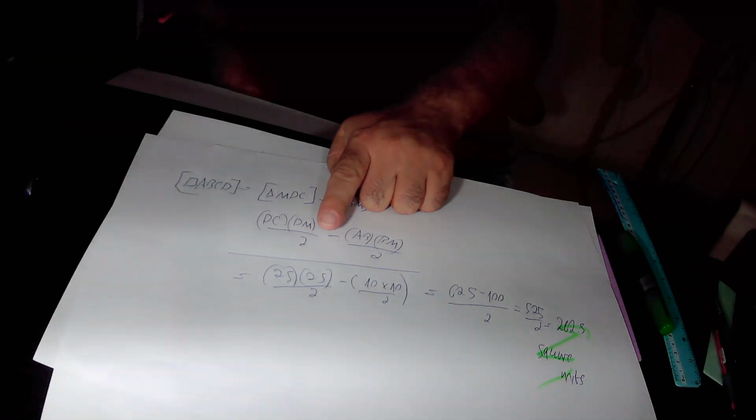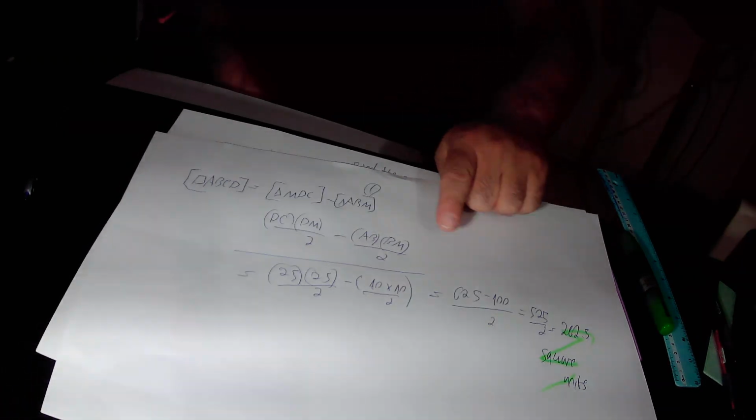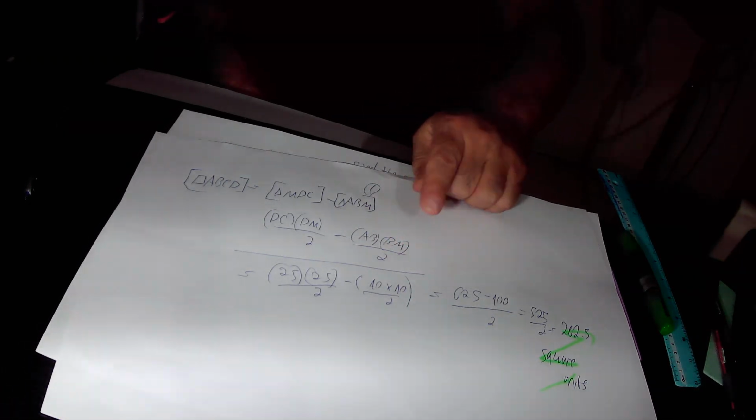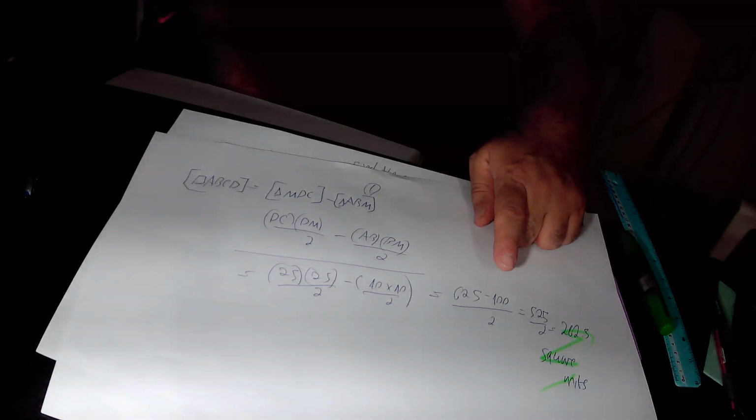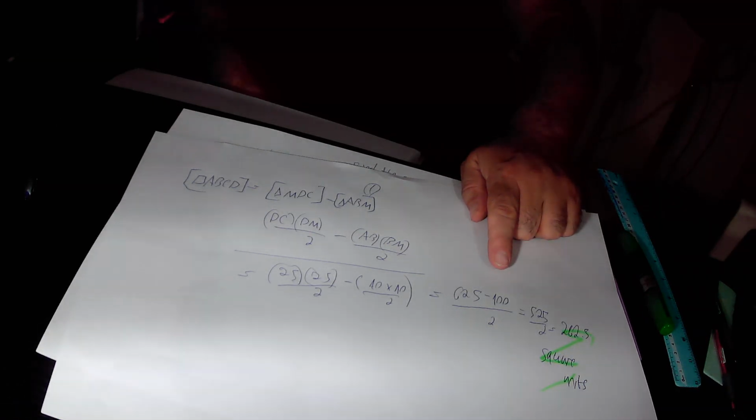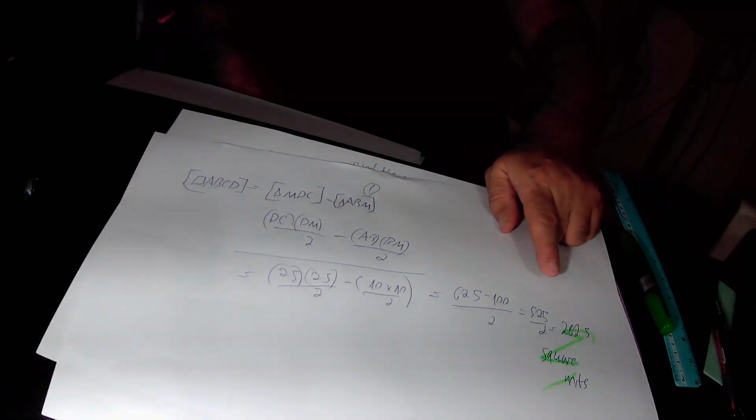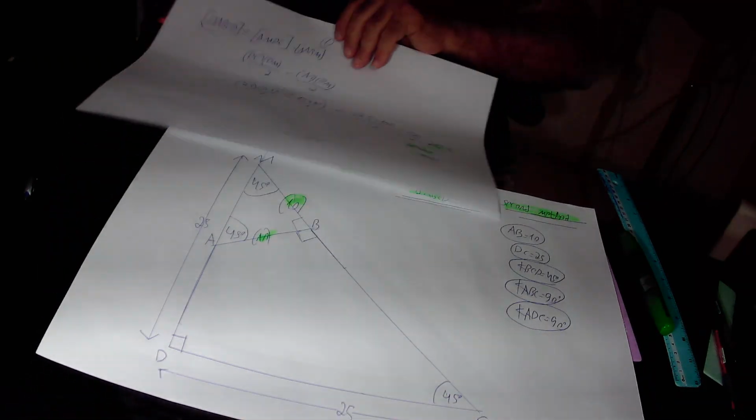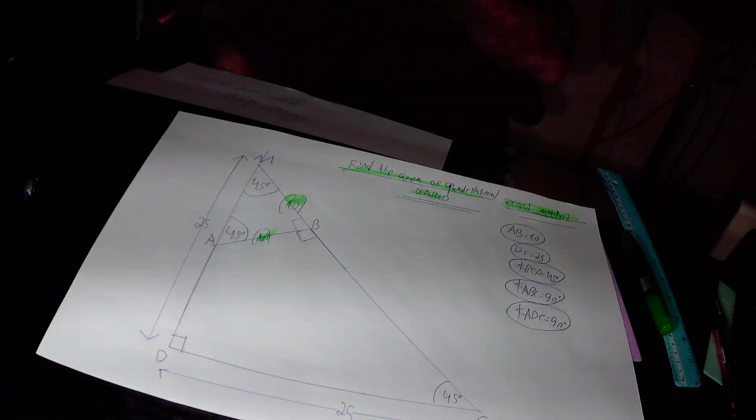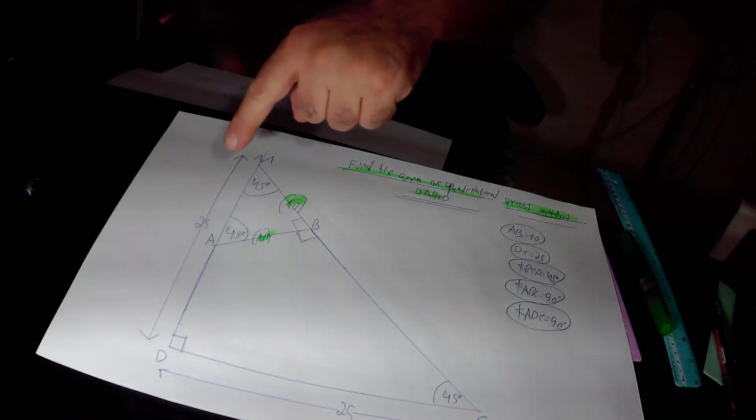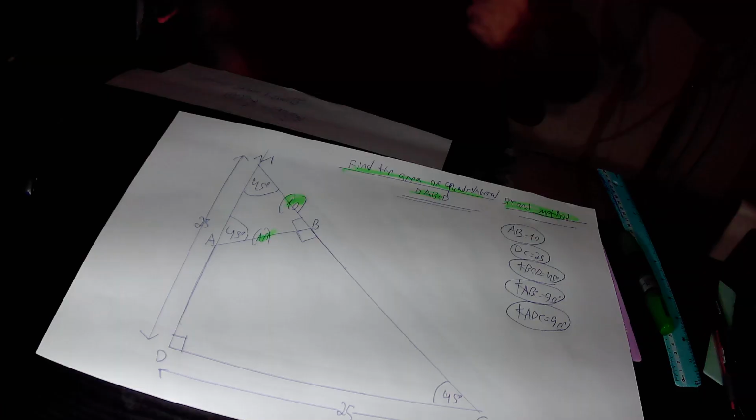25 times 25 is 625, minus 10 times 10, which is 100, divided by 2. 625 minus 100 is 525 over 2. 525 over 2 is 262.5 square units in size. So in both methods we found that the area of this quadrilateral ABCD is equal to 622.5 square units in its size.